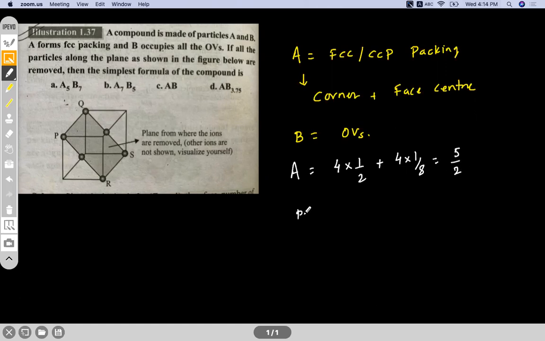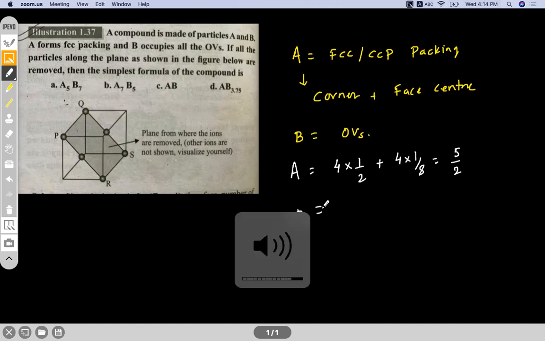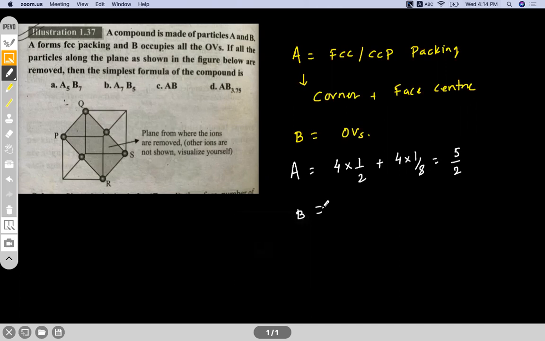If you talk about B here, what do we have, 2 into half? So it should be 2, right? Only 2 face centers have been removed, right? Yes, 2 face centers have been removed. But you wrote 4 into half.